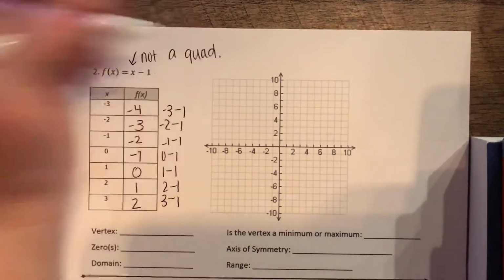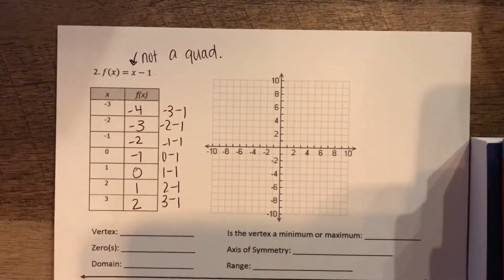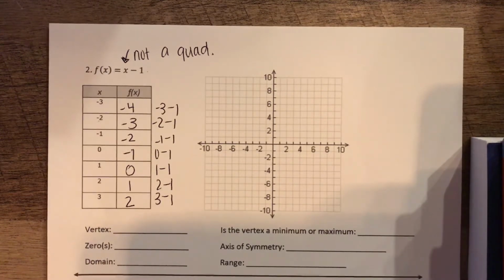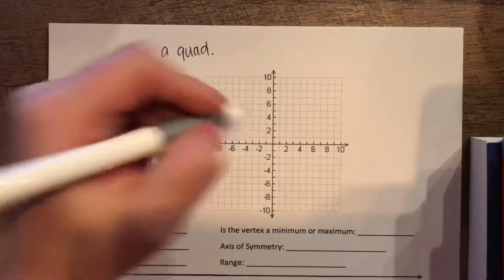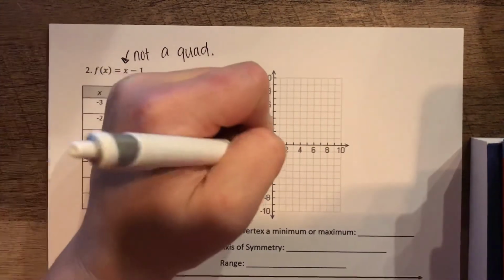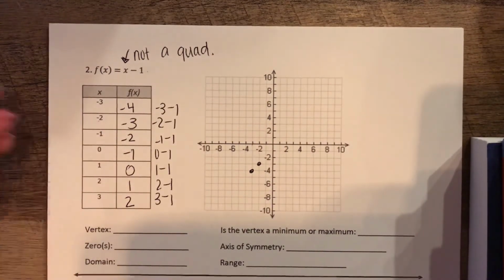And the reason we put this in here is to remind you guys that we can't be in robot mode. We can't just assume that it's always going to be a quadratic function because we're discussing quadratics. So we're going to look at a couple of key features once we graph this function. So if I go -3, -4, and then -2, -3, again, I'm just plotting these points that I've created here.